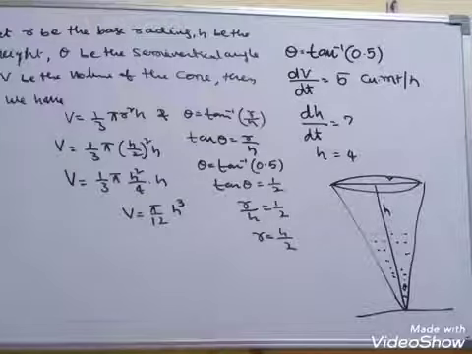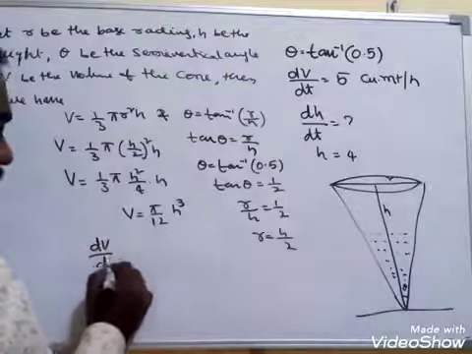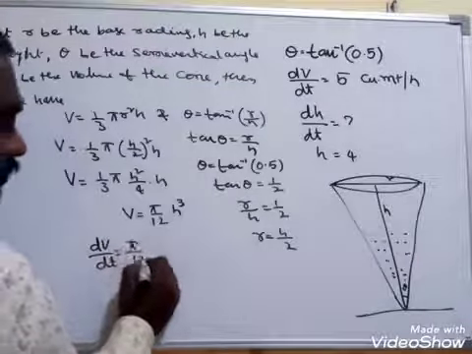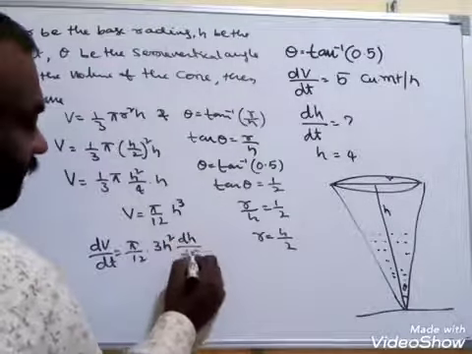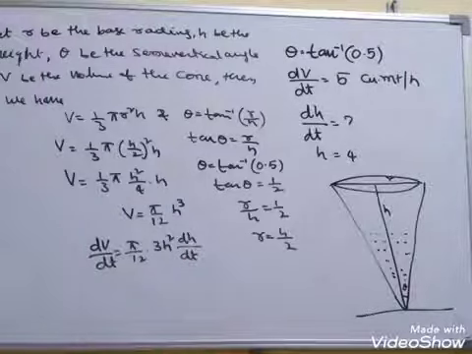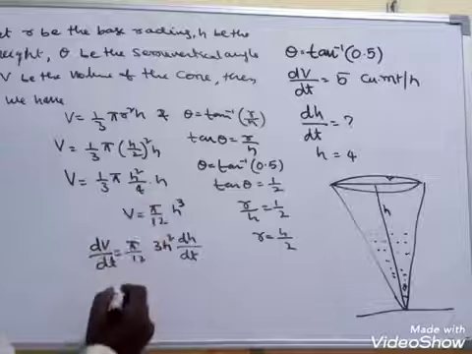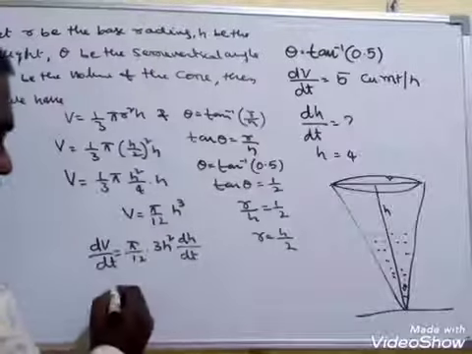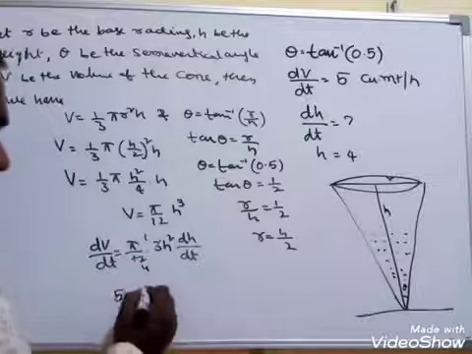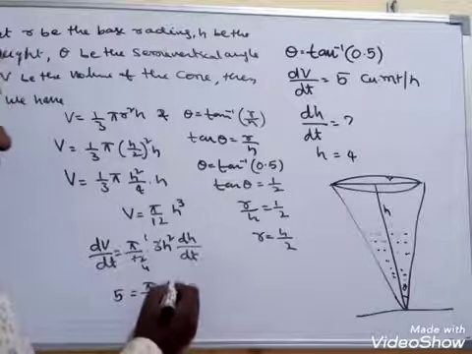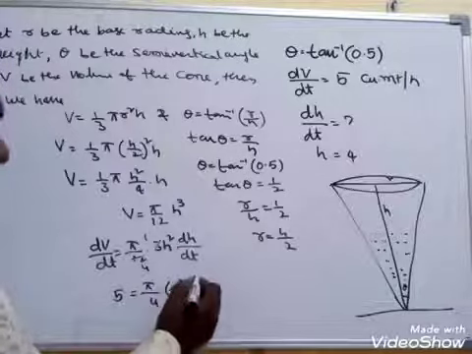Now go for the differentiation. If you differentiate, dV by dt is equal to pi by 12 into 3h square into dh by dt. Now dV by dt is given as 5 and h is given as 4. 3 ones are 3, so 5 is equal to pi by 4 into 4 square into dh by dt.